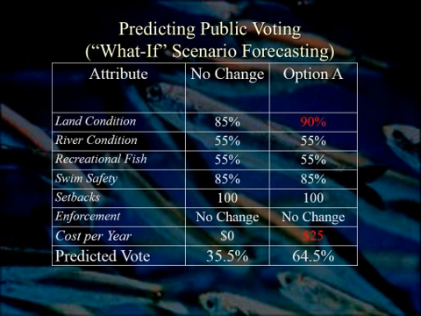You can also look at how people would vote. For example, let's just look at option A. Say you had a referendum where they can either vote for no change, the way things are today, or you say, well, you have a policy that will get you 5% more of the land in the watershed reforested. That's going to cost you $25 a year. What percentage of the people would vote for it? It turns out that the predicted vote would be about 64.5% in favor. So you can actually predict how people would vote.